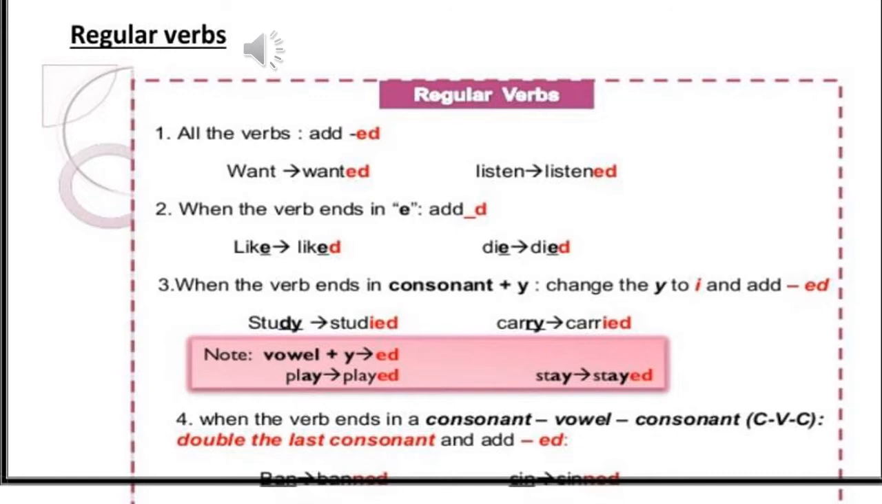When the verb ends in consonant plus Y, let's drop the Y and put IED. Like the word study, it's gonna be studied. Carry, carried, and so on. When the verb ends with a consonant, vowel, consonant, C, V, C, let's double the last consonant and add ED. For example, stop will be stopped.